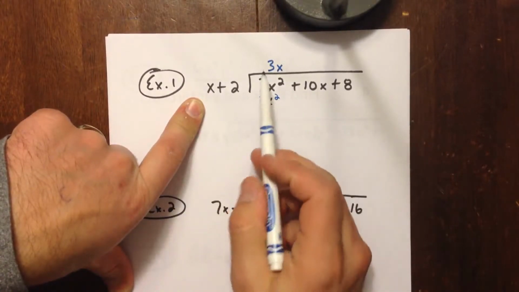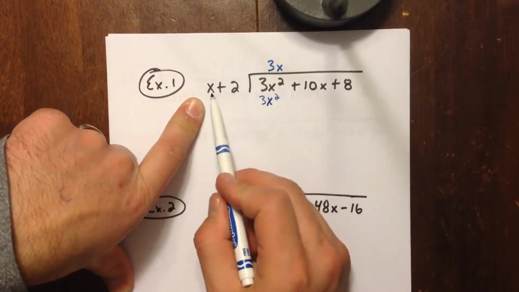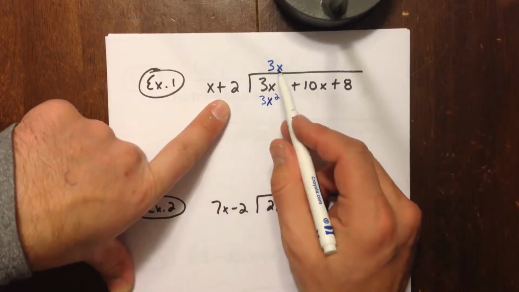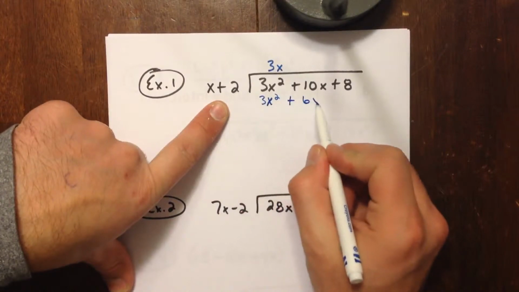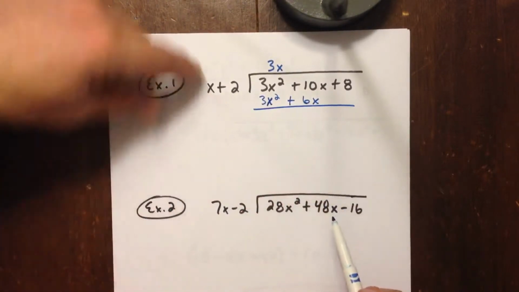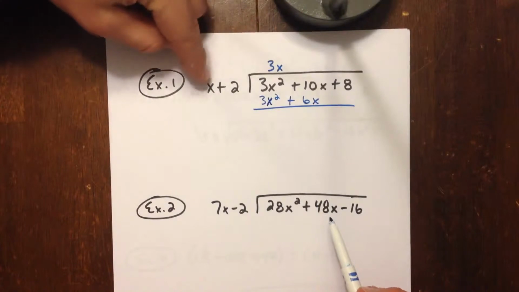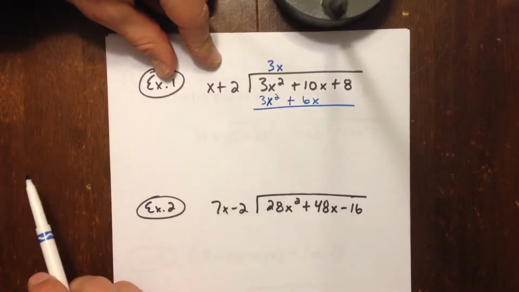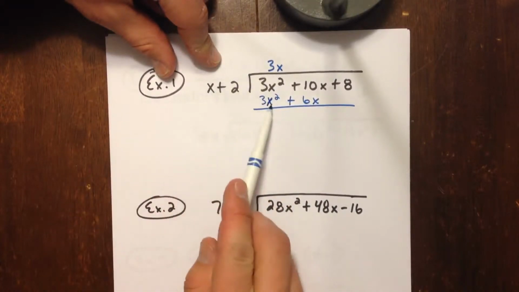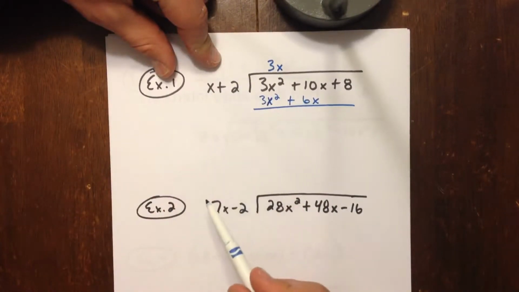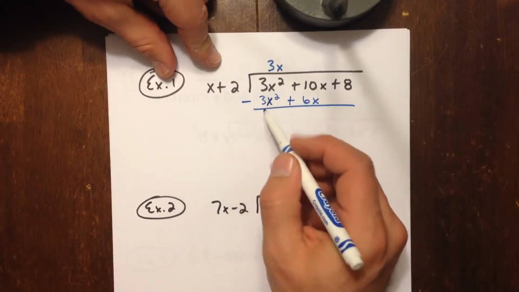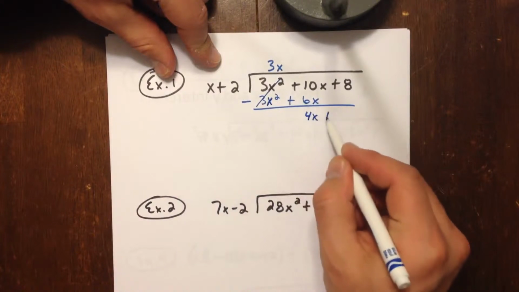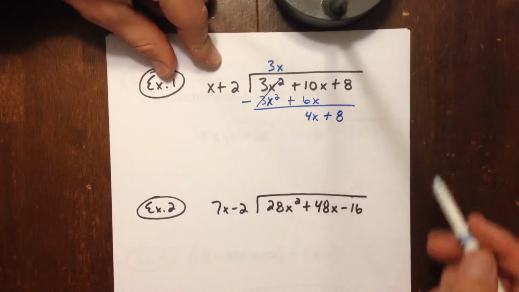Okay, now, when I multiply the 3x times x, I get 3x squared, but now I have 3x plus 2, or times 2, I have 6x. So I multiply 3x times x plus 2, basically. Alright, so hopefully you see how I got that. 3x times x is 3x squared, 3x times 2 is 6x. And then I subtract. Subtract down, that's 0, obviously. And then I get 4x plus, and I'm going to bring down the 8.